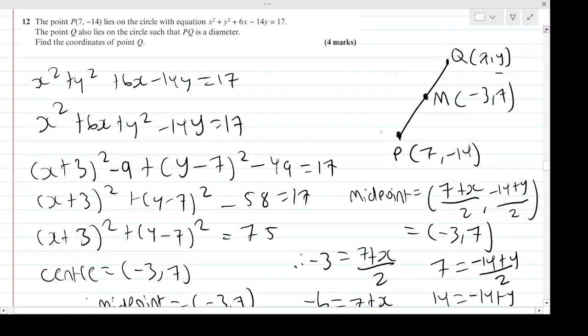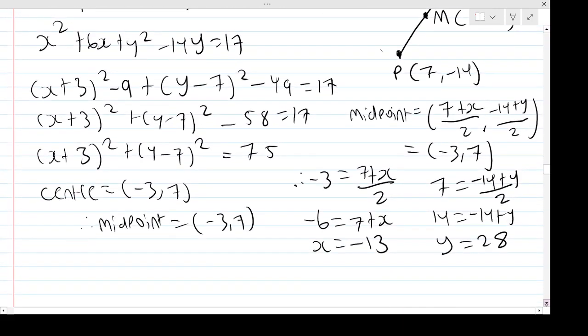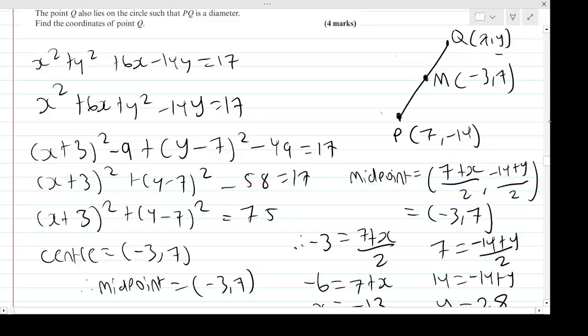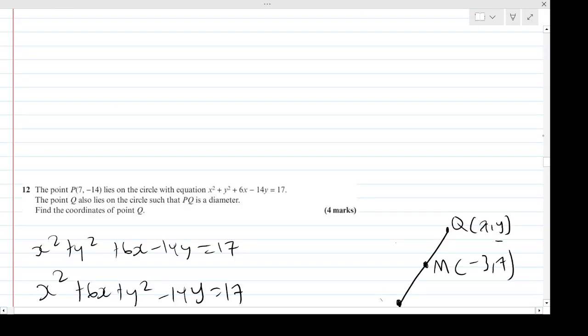And there we are. So then the coordinates overall, if q is (x, y), so q, x is minus 13, y is 28. There we are. Okay, so there's a lot going on there, but hopefully that all made sense, right? And why we did what we did, right?